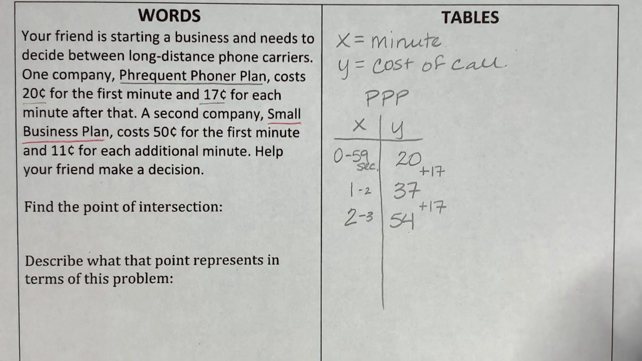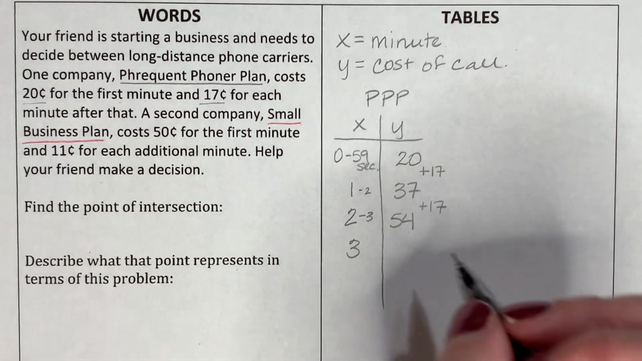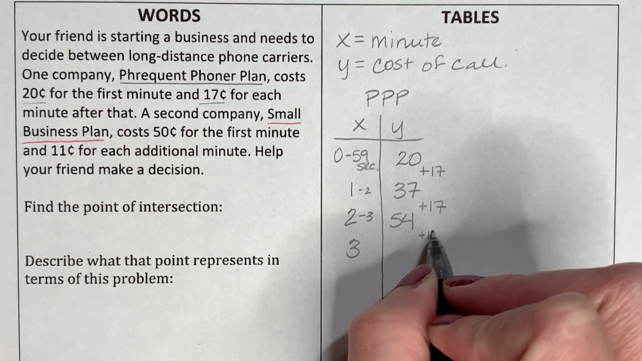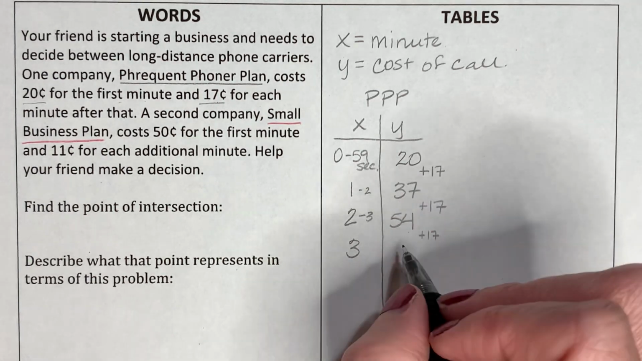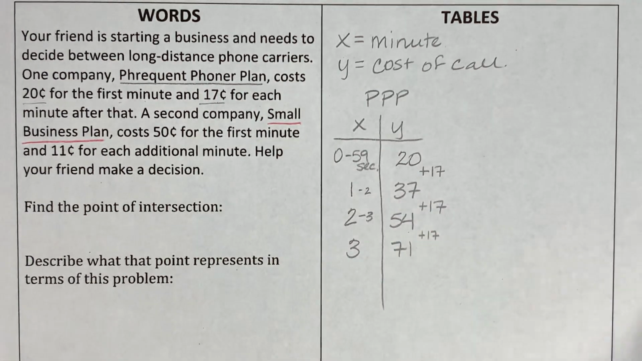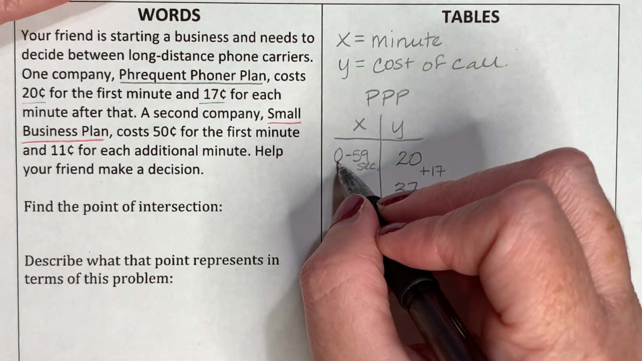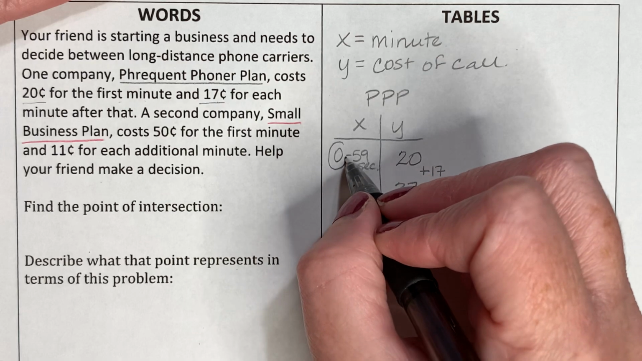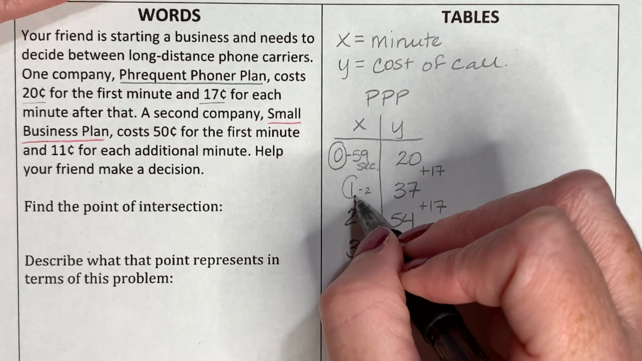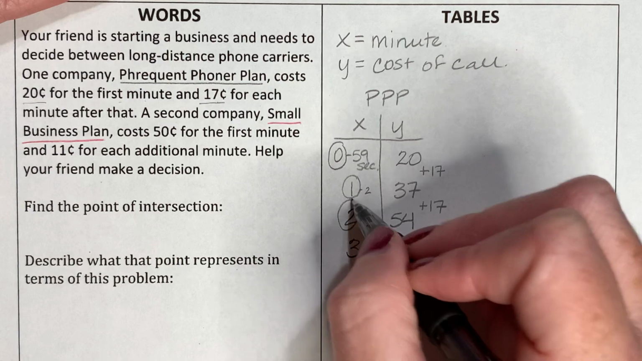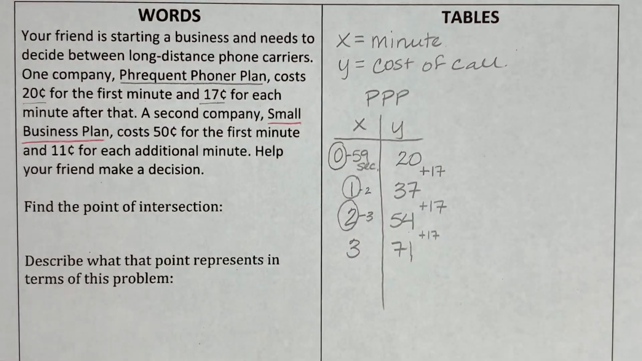Right? And if I go to that 3 minute mark, right, anywhere between 3 and 4 minutes, it's going to be an additional 17 cents. So at this point, we're at 71 cents for the call. Right? We could keep going, but I think we're okay there. Okay, so it gets a little tricky because this is your 0 value. This is your 1, 2, 3, and so on, because it's that threshold that you hit.